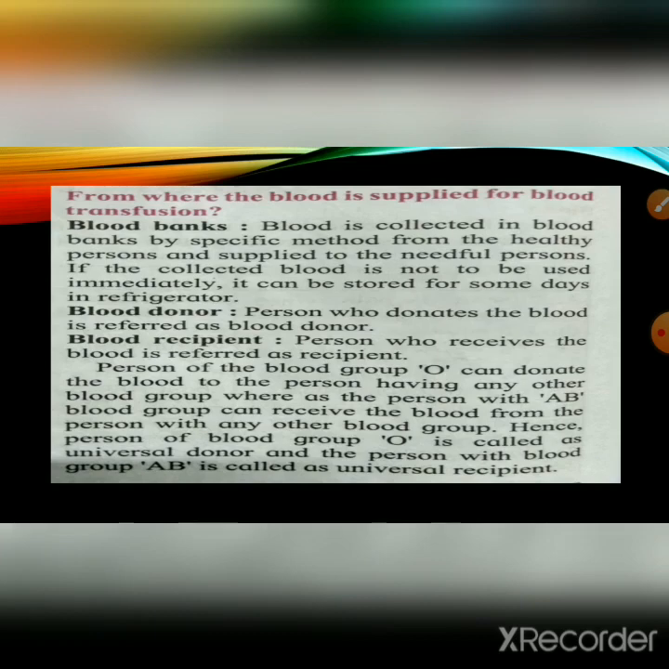If the collected blood is not to be used immediately, it can be stored for some days in a refrigerator. Blood donor: the person who donates the blood is referred to as blood donor. Blood recipient: the person who receives the blood is referred to as recipient. The person of blood group O can be a donor of blood to a person having any other blood group, whereas a person with AB blood group can receive blood from a person with any other blood group. Hence, the person of blood group O is called a universal donor and the person with blood group AB is called a universal recipient.